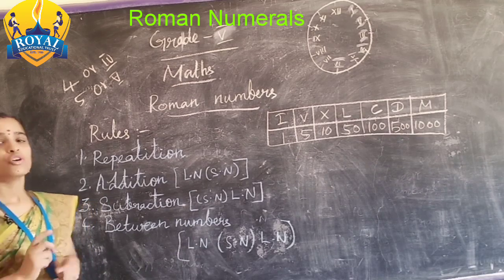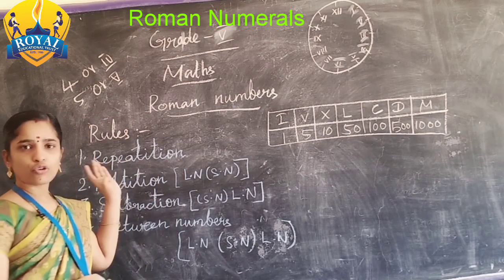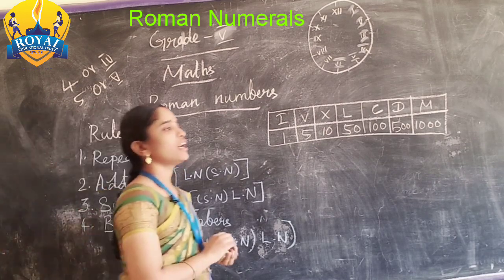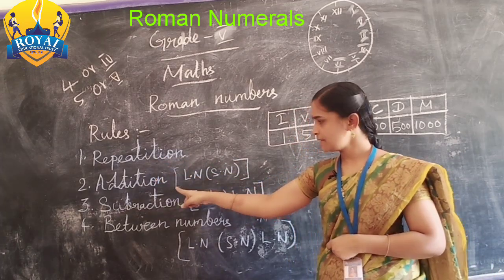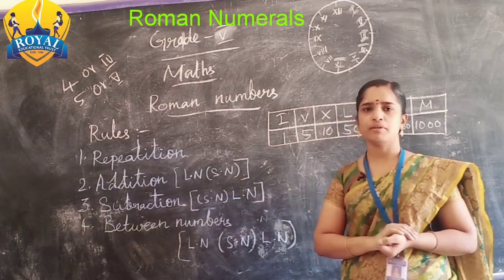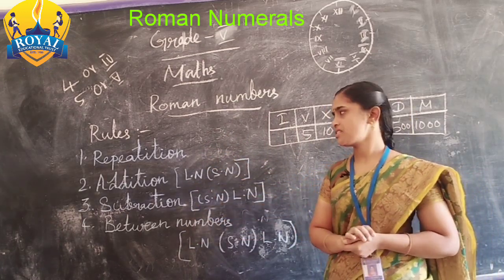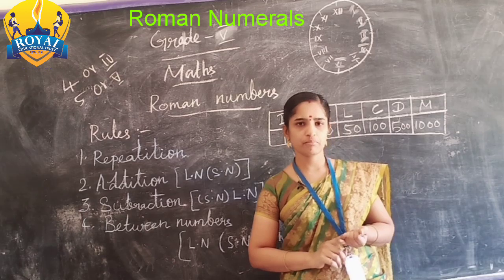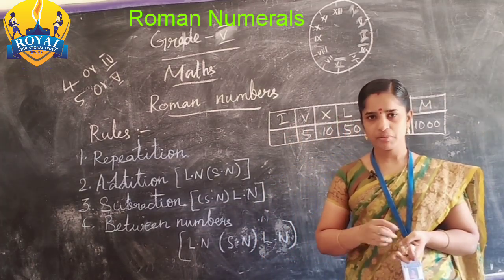Okay students, now the rules of Roman numbers. There are 4 types. The first one is repetition, then addition, subtraction, and between numbers. Repetition of Roman numbers means addition.